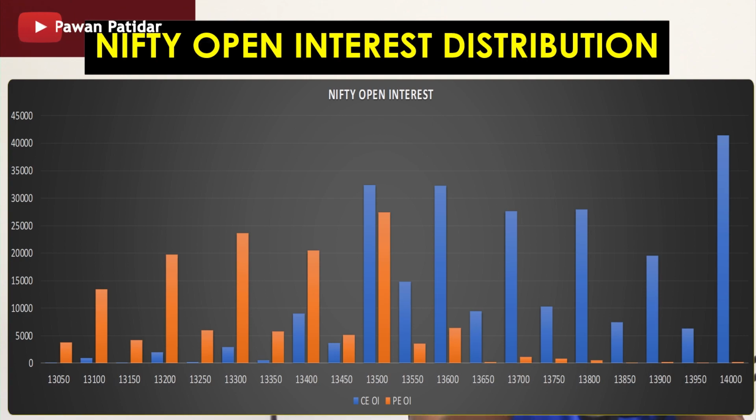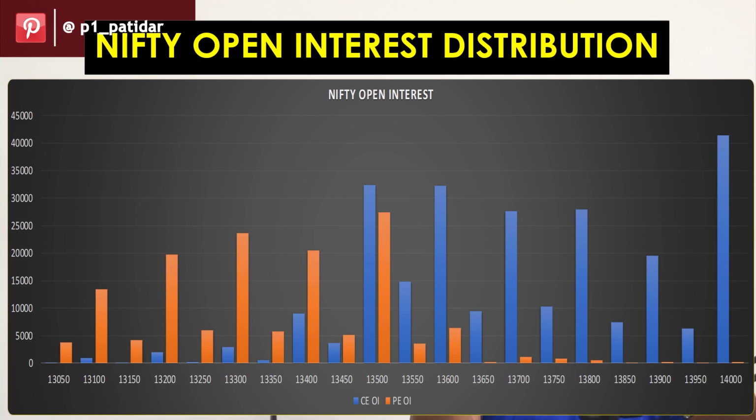Here you can see the support is at 13,500 and resistance is at 14,000. But if you look at the support open interest contracts of 13,500 and 13,300, there is not much difference. So why am I saying this? Because there is very little difference between open interest contracts of 13,500 and 13,300. It means people are expecting that this level can be broken and Nifty can go further down. Still, people are thinking that Nifty might go up as well and it can touch 14,000.